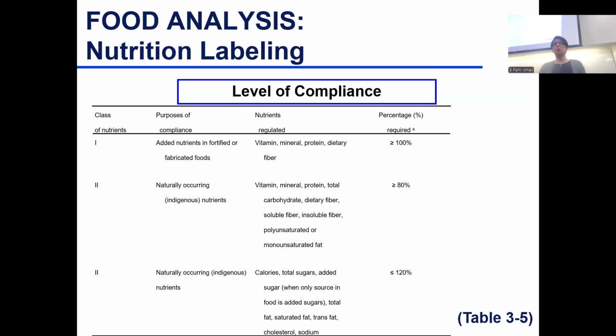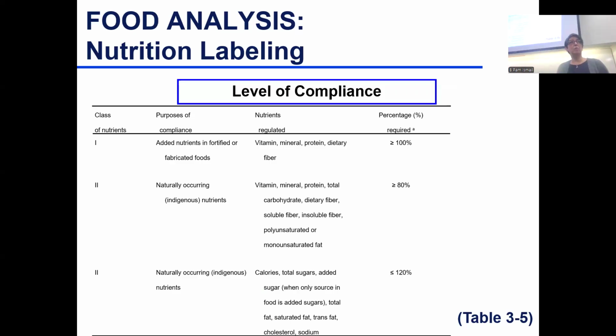If it's naturally occurring, and it happens a lot that the protein content, for example, does not match what the label says, but if it is at least 80%, then you're fine. So if you're claiming 10 grams of protein in your serving and it turned out to be 8, that's okay. It's still 80% of what you're claiming. So at least 80% or more.